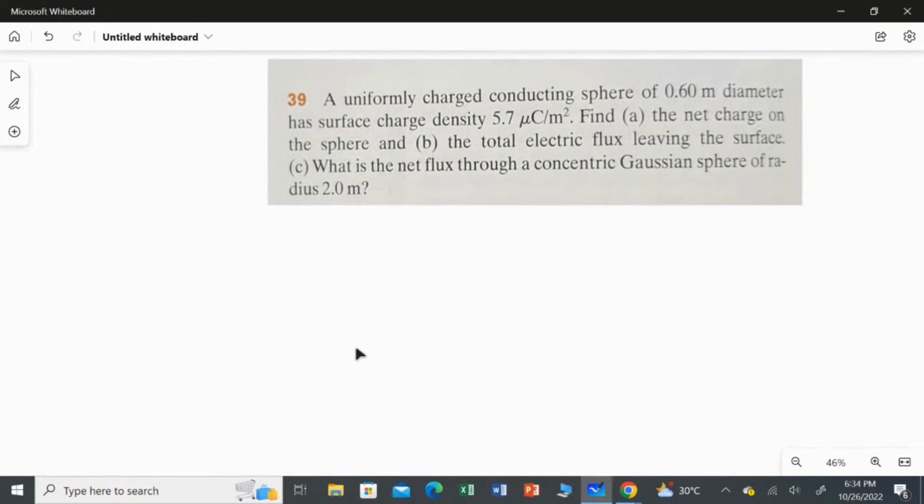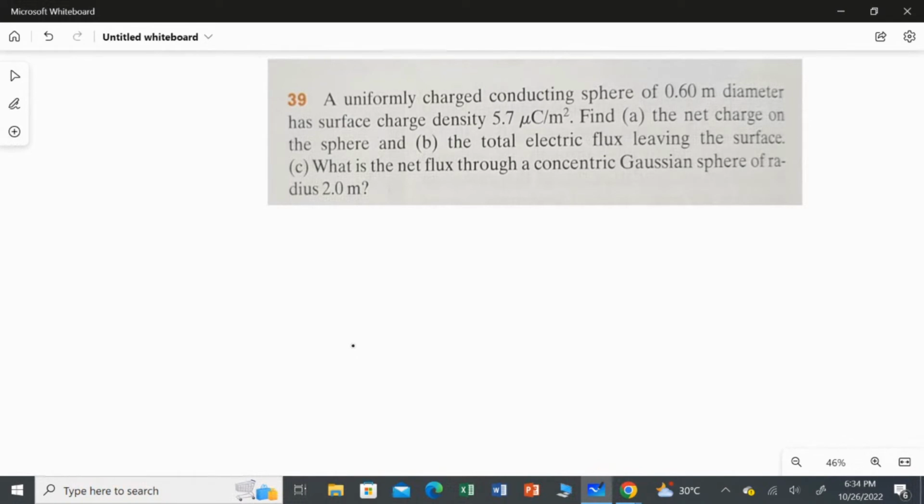Read the question. A uniformly charged conducting sphere of 0.60 meter diameter. So you have a conducting sphere again. So this conducting sphere has the diameter. So what is the diameter?